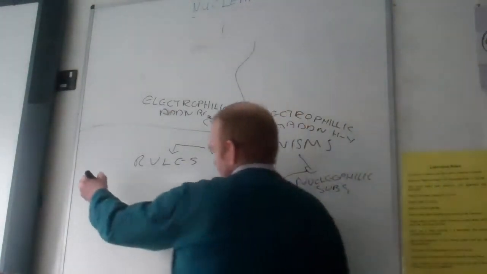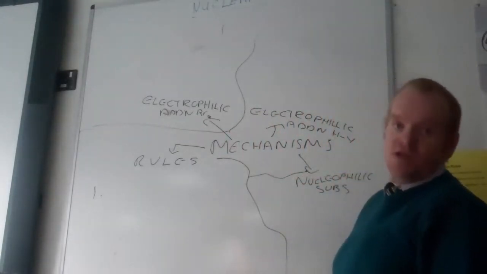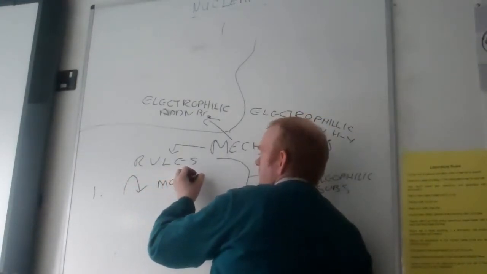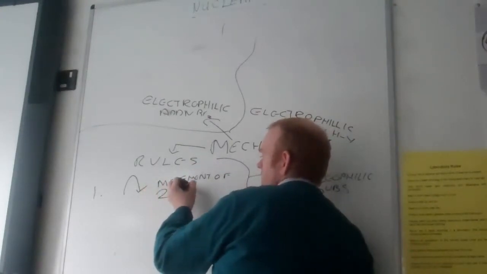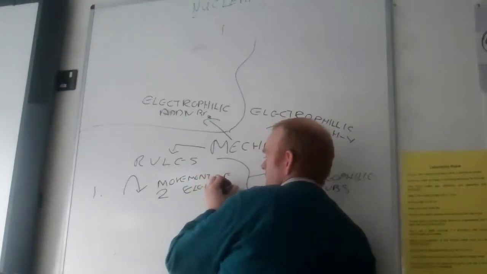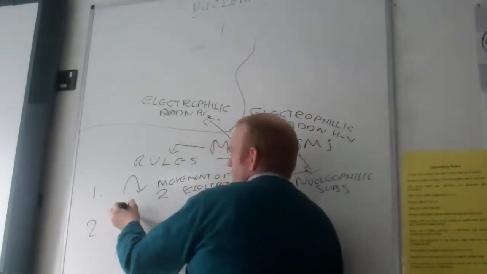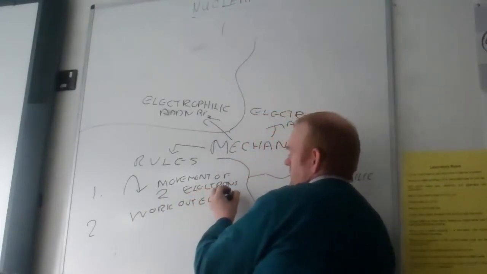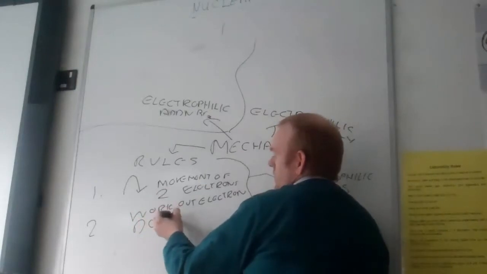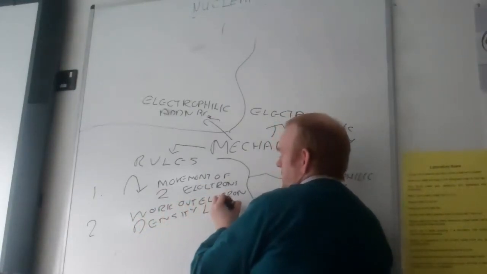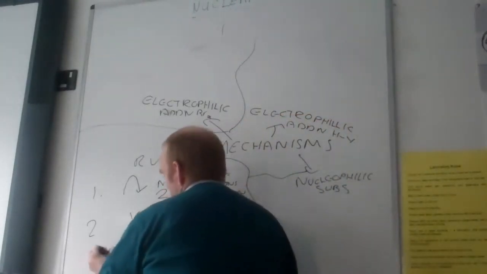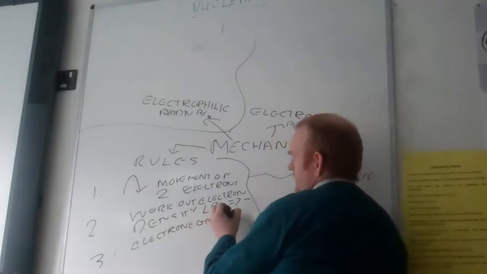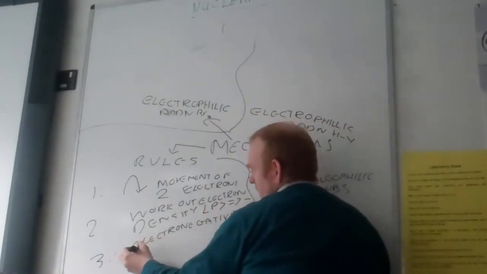Okay, so we've got the rules, and the first rule is I need to understand what each of the things mean. A curly arrow means a movement of 2 electrons. My second rule is that I work out electron density, and I know that lone pair is greater than a double bond, which is greater than a single bond. My third rule is I look at electronegativities and I work out electron deficiency.